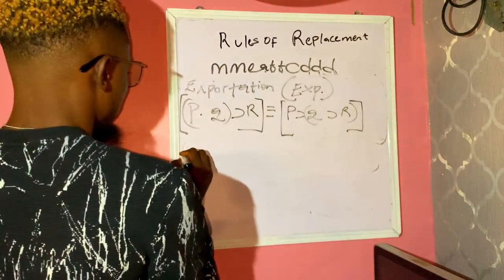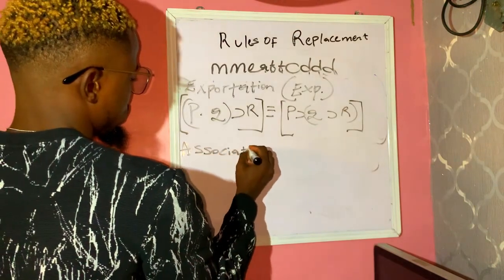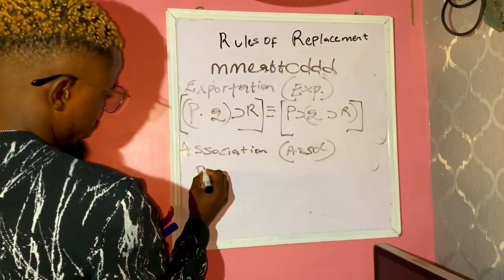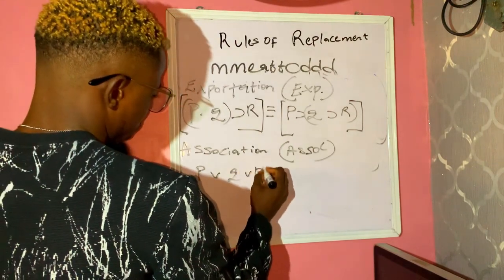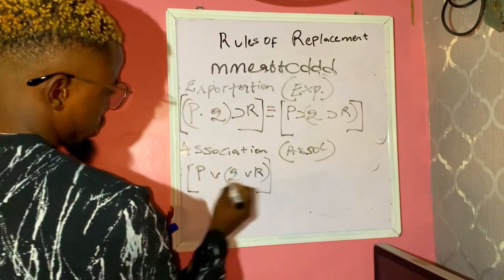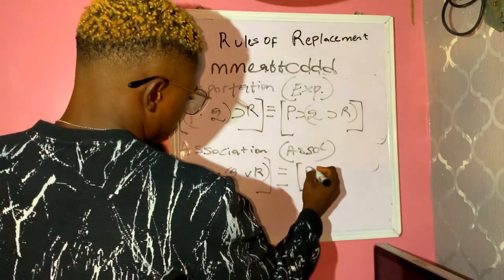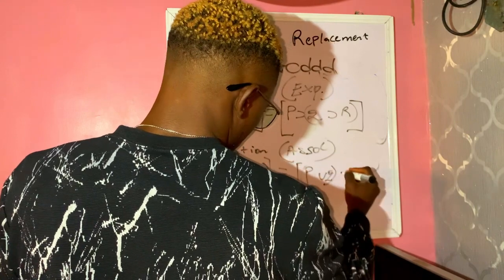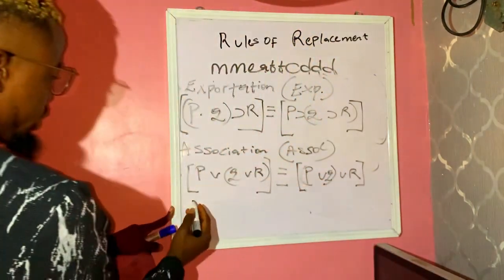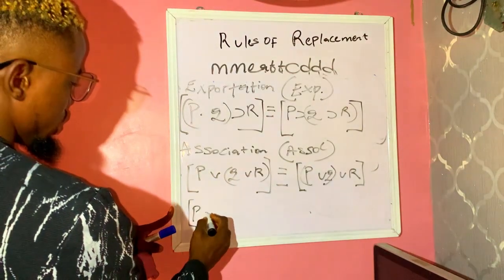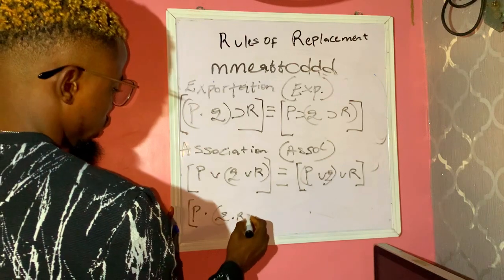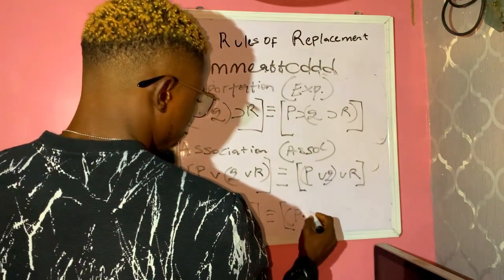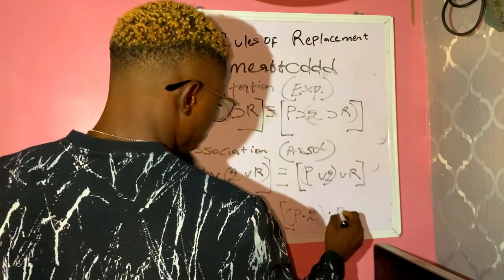Then the next one is association. P or Q or R if and only if P or Q or R. Then the second line, P and Q and R if and only if P and Q and R.